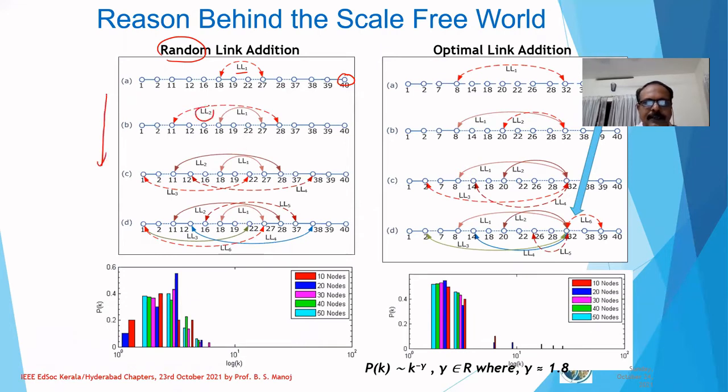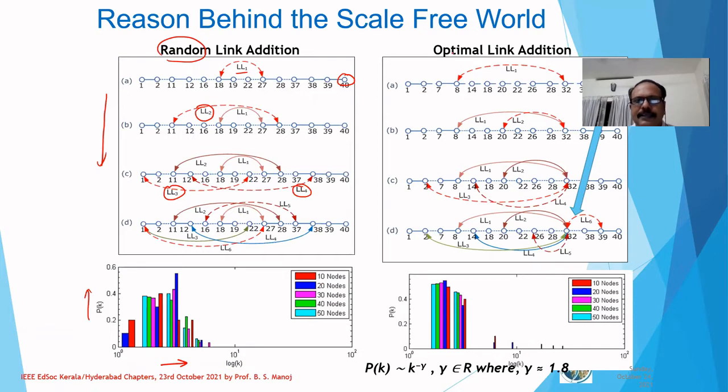The second long link is added, again randomly. A third long link is added, again randomly. A fourth long link is added, and a series of long links are added to make the network more complex. And he got this kind of distribution, which is somewhat uniform, with various sizes of nodes.